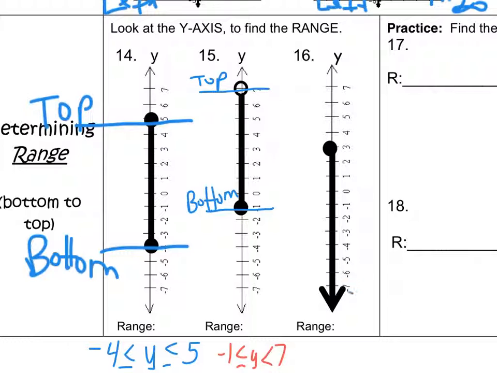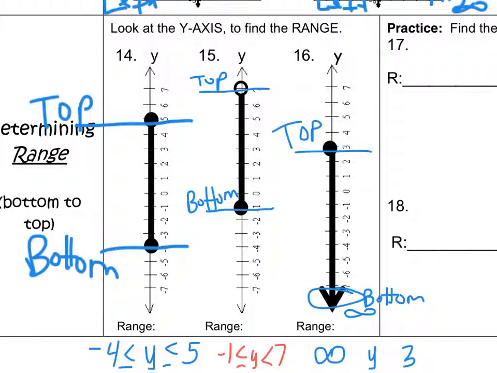At the bottom, I try and draw a line, but it's an arrow, so my bottom is infinity. My top, draw my line. So at the bottom, I've got infinity. At the top, I've got 3. I'm dealing with my range, which is Y. I can never reach infinity. And at the top, I've got a solid, so it's less than or equal to.